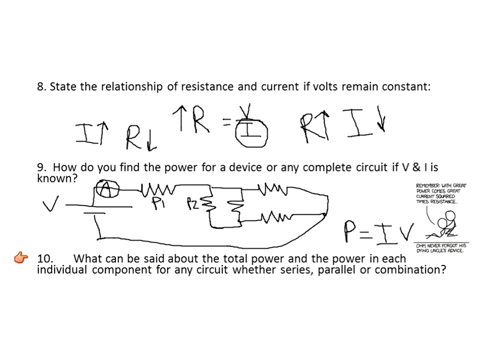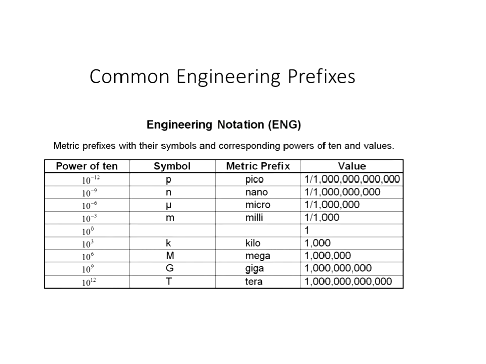So what can be said about the total power and the power in each individual component for any circuit, whether series, parallel, or combination? If I know the individual powers being used by each of those loads, each of those resistors, and I add them all together, I can get the total power of the circuit. So there are basically two ways to find the total power of any circuit. You can use the total current times the total voltage, or you can find the individual powers of each of the loads and add them together. That can also give me the total power.